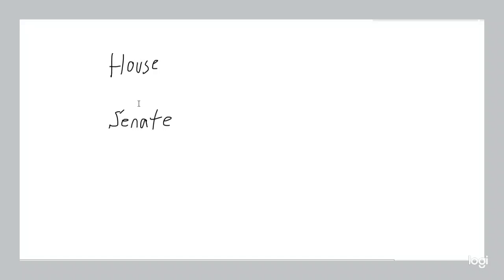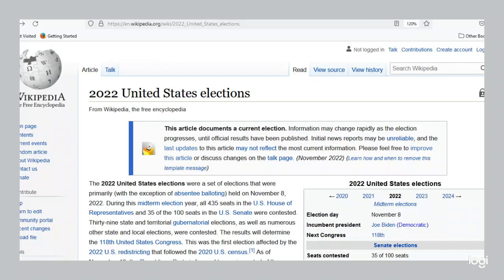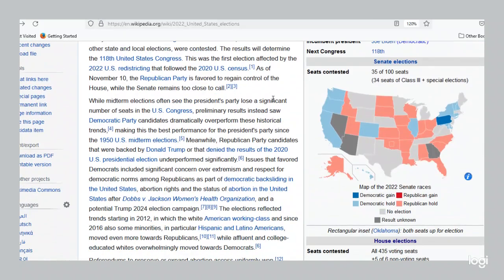Now, there's some significant differences between the two. First off, in the Senate, and here we have a map of recent election results, every single state has 2 senators. So it doesn't matter, big state, small state, high population, low population. Every state has equal representation. 2 senators per state. That's the upper house of Congress.